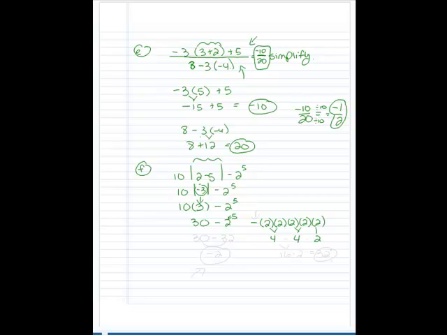So 2 times 2 is 4. 2 times 2 is 4. Bring down the 2. 4 times 4 is 16. Times 2 is 32. And then don't forget about your negative sign. So now I have 30 minus 32. Different signs. Subtract. Take the sign of the biggest number. I get -2.